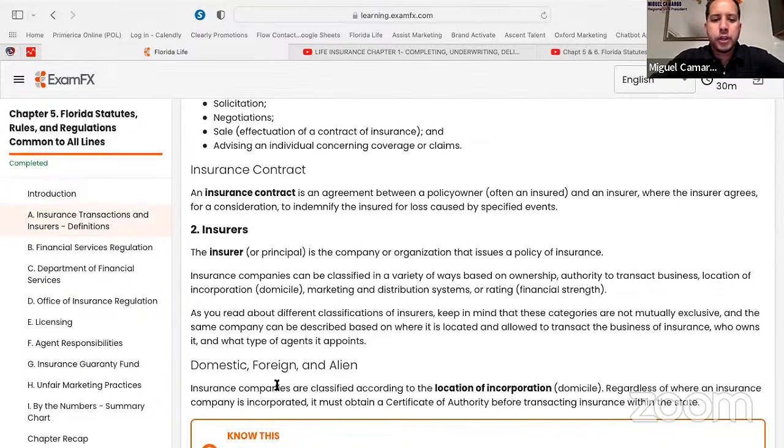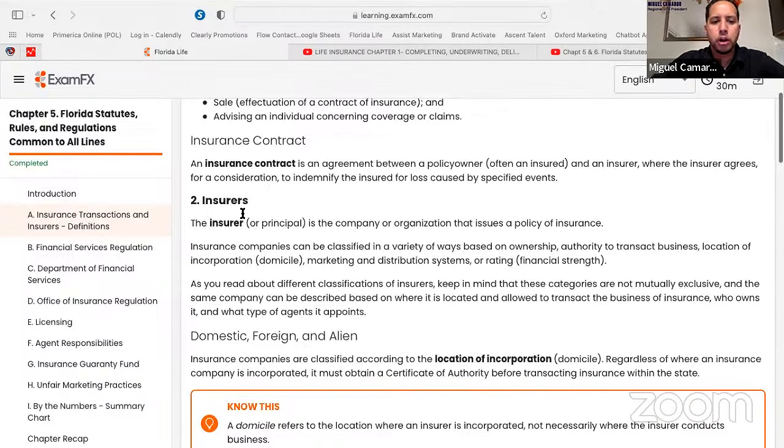An insurance contract, Derek, is an agreement between a policy owner and the insurer. This is when an insurer agrees for a consideration to indemnify the insured's loss caused by specified events. That's just the definition of insurance. The insurer, also known as the principal, is the company that issues the policy. So if you work for Northwestern Mutual, New York Life, Allstate, State Farm, any of these companies, those would be the insurer, the principal, because those are the ones you're writing business for. Insurance companies can be classified in a variety of ways based on ownership, authority to transact business, and location.